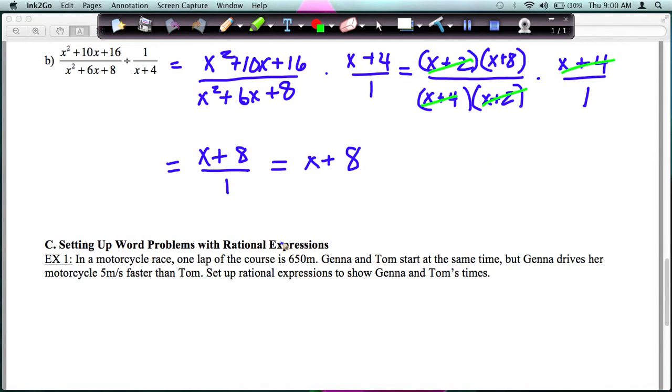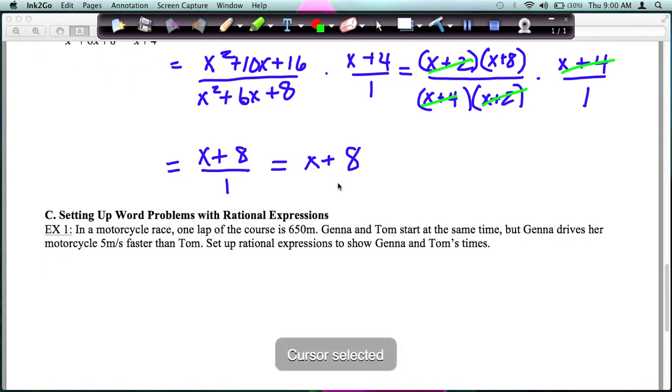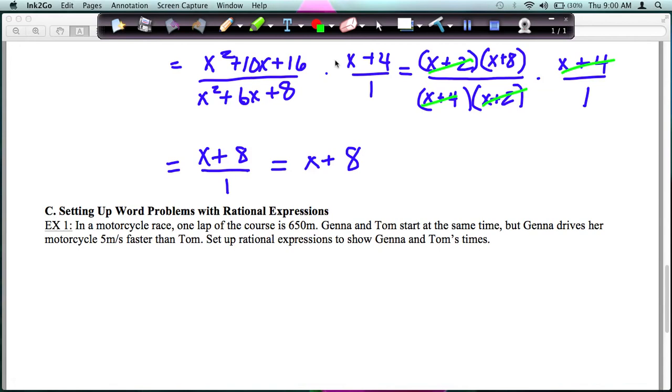Okay, we're going to set up a problem with rationals. We're not going to actually be solving it yet, but we do want to set it up. So this example says, in a motorcycle race, one lap of the course is 650 meters. Jenna and Tom start at the same time, but Jenna drives her motorcycle 5 meters per second faster than Tom. Set up rational expressions to show their times.